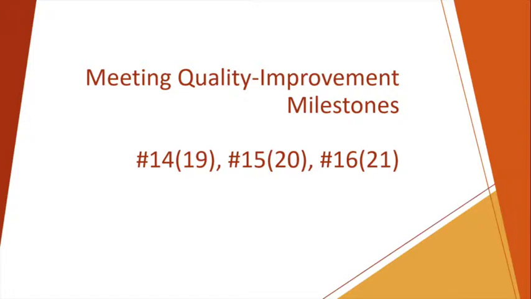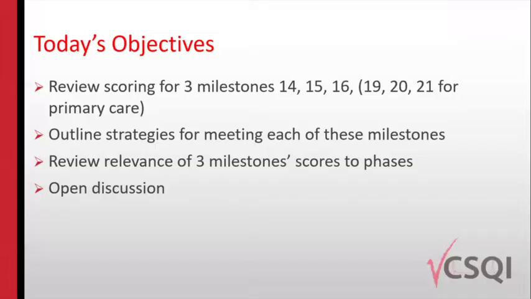So what are these milestones? Well, they're numbered differently depending on whether you're specialty or primary care. They're numbered differently on the assessment tool. So 14, 15, and 16 are on the specialty tool. 19, 20, and 21 are the numbers for these milestones if you are primary care. What we'd like to do today then is to review the scoring for these three milestones and outline strategies for meeting each of them. Then we'll just review the relevance of these three milestone scores to the phases.